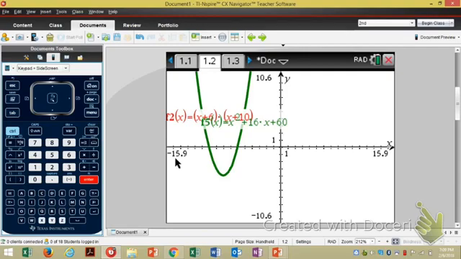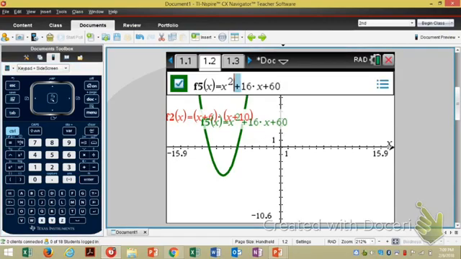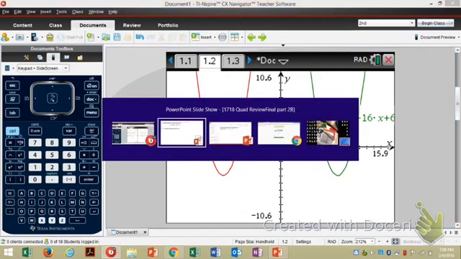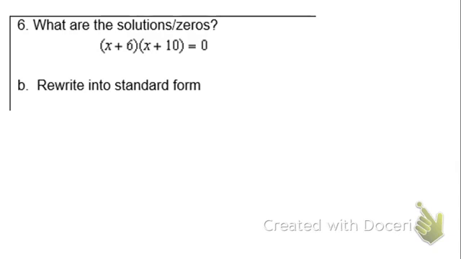Hooray. Hip, hip, hooray. So what will happen if you didn't do it right? Let's say I got minus 16 for some crazy reason. Notice that the parabola does not line up, so that means I did it wrong. Okay? So again, check your work. No reason for you to get this stuff wrong.